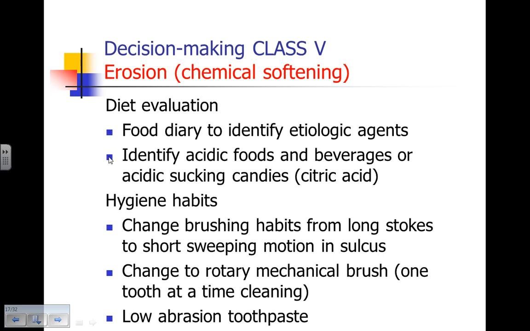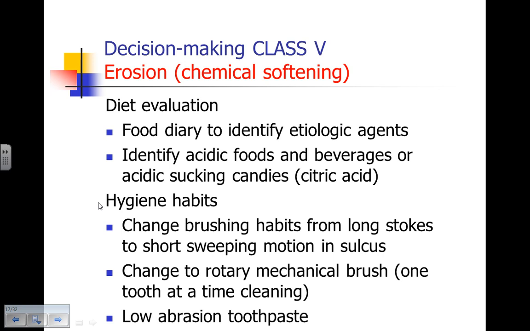We need to identify acidic foods and beverages, or acidic sucking candies that have citric acid. Those beverages may include energy drinks, sports drinks, sodas, soda pop. It may also include the presence of fruit juices, acidic fruit juices, orange juice, grapefruit, among them. These all can have negative impacts upon the teeth and cause acid erosion.